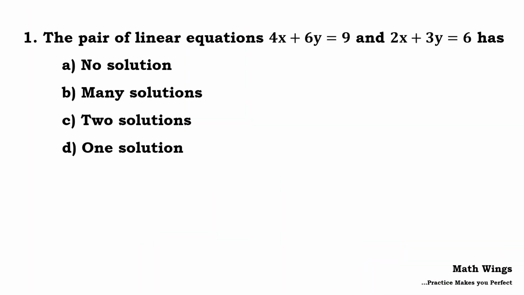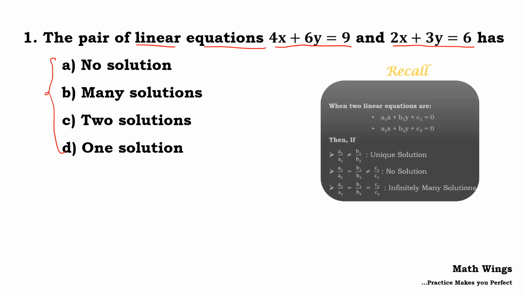We have two linear equations given, that is 4x + 6y = 9 and 2x + 3y = 6. So here we have to say how many solutions these two equations can have. Without solving the problem, how can we find the answer here? Yes, you're correct. When we have two equations given, how can we find the solution here?